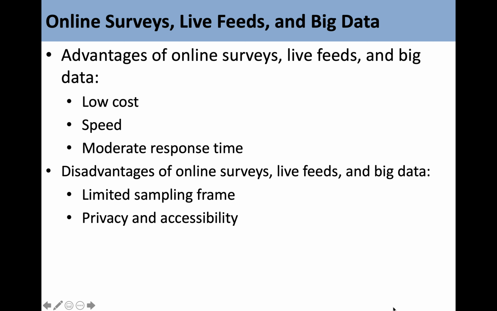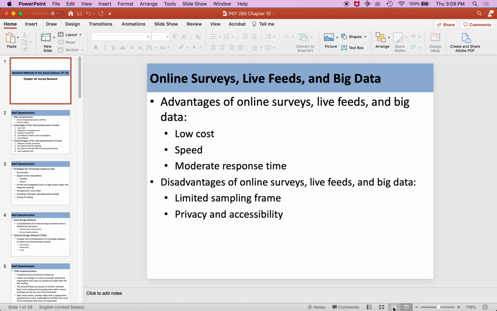Advantages of online surveys, live feeds, and big data: low costs, speed, moderate response time. The disadvantages of online surveys, live feeds, and big data: limited sampling frame, privacy, and accessibility. And that is the end of the chapter.